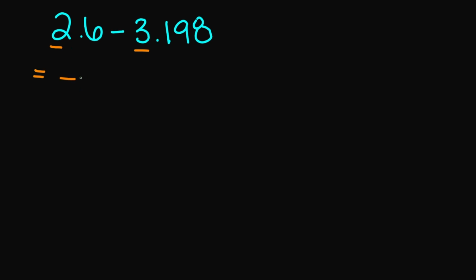The first thing to do when you are trying to subtract a larger decimal from a smaller decimal is to write the larger decimal first and then add your smaller decimal. All right, so let's go ahead and fill in the gaps and then we will subtract.